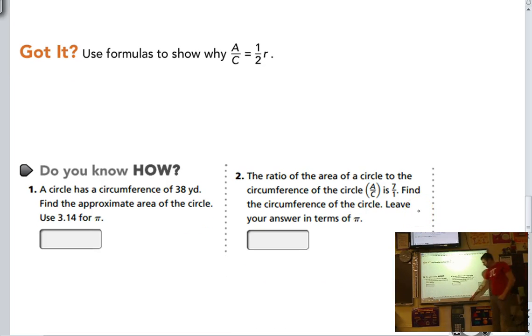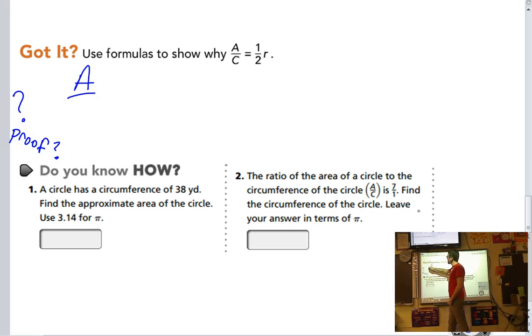So go ahead and on your paper, we're going to start with a little question mark. We want to prove, and you could even put "proof," that area divided by circumference will in the end, way over here, equal our half radius. But all we have right now is a table of six or so examples that work.